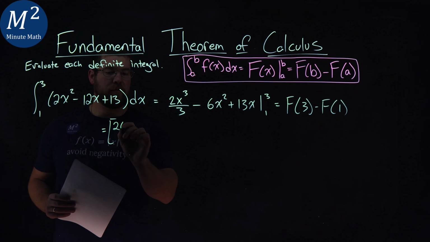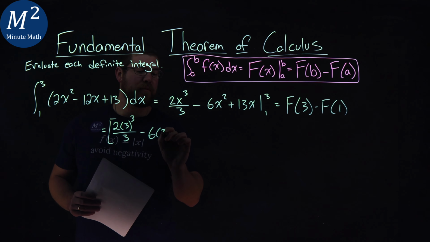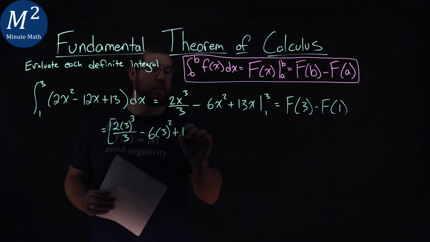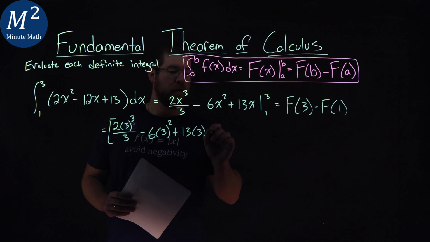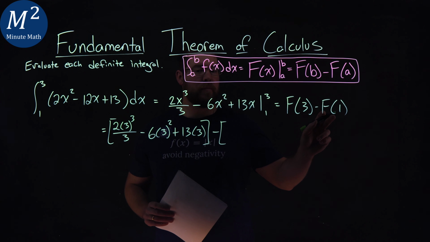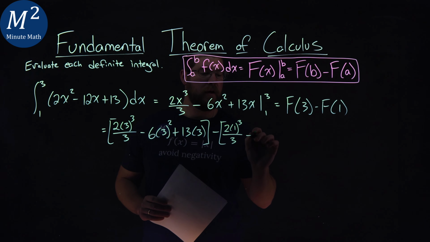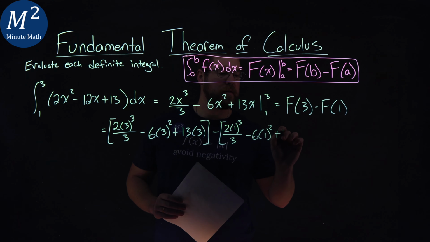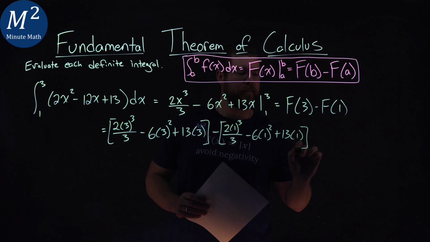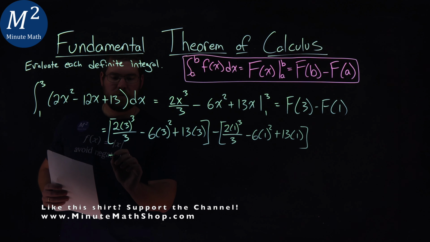2 times 3 to the third over 3, minus 6 times 3 squared, plus 13 times 3, minus, close the bracket there, new one, same thing, plug in 1. 2 times 1 to the third over 3, minus 6 times 1 squared, plus 13 times 1. Okay, make sure I have it all good. All right, so simplify this.